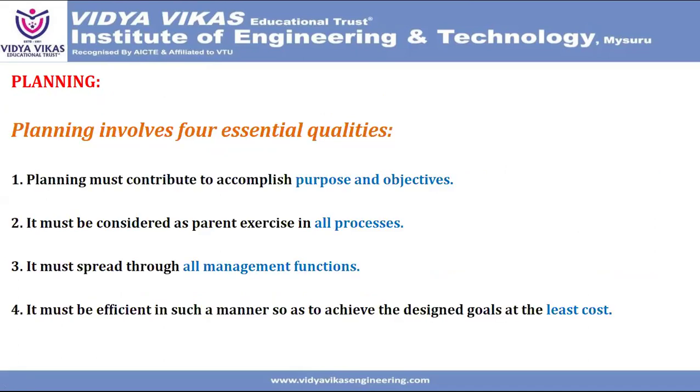Planning involves four essential qualities. What are the qualities of planning? Planning must contribute to accomplishing the purpose and objectives of the organization. It must be considered a parent exercise in all the processes, because it is the first step of the functional areas of management, and it must spread through all management functions. Planning is very important for organizing, directing, staffing, and controlling. And it must be efficient, so as to achieve the desired goals at the least cost.